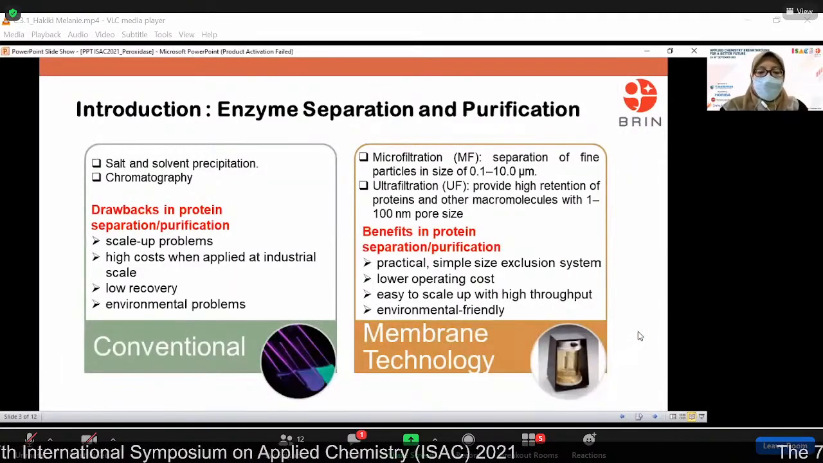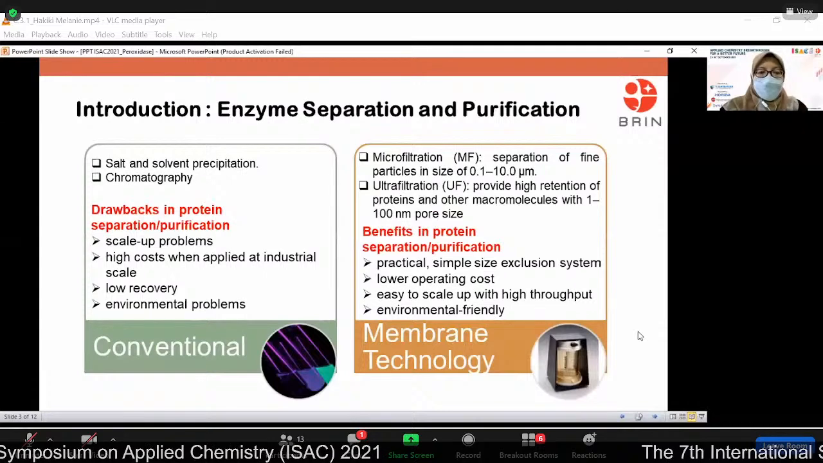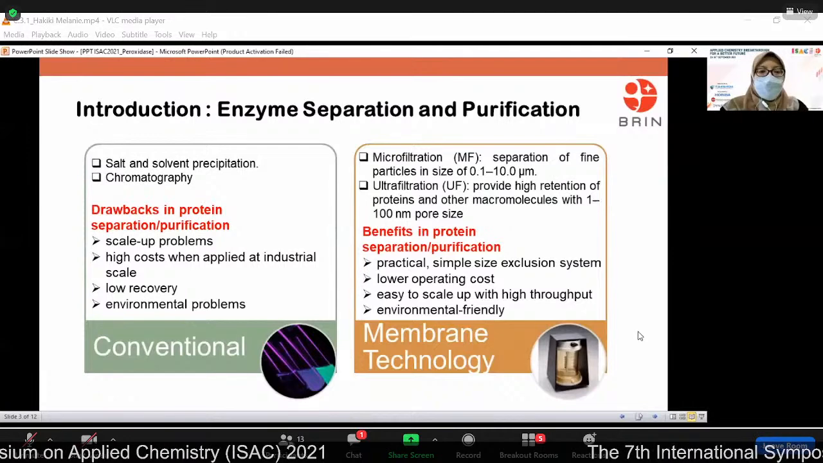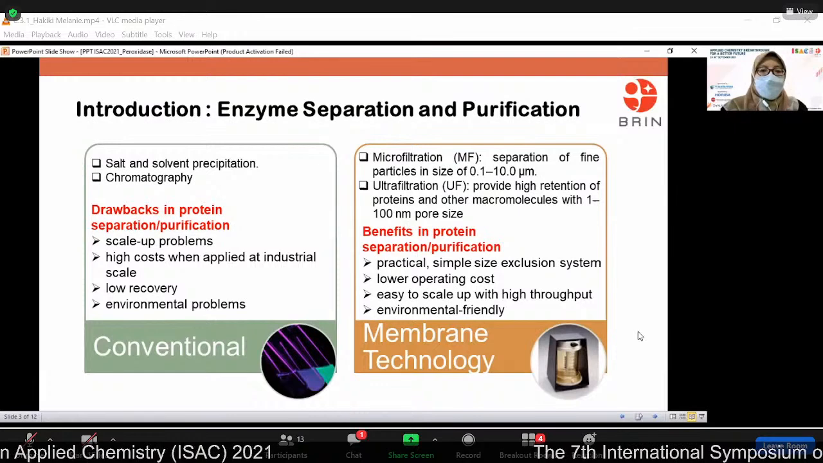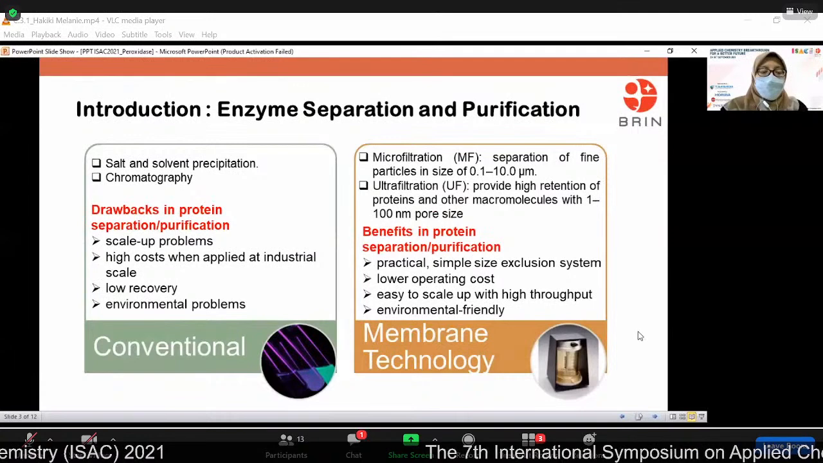Enzyme purification is an essential step after enzyme extraction. The purification process specifies the purity of the enzyme and influences the overall processing feasibility and efficiency. The conventional purification methods require complex, high-energy, and chemical processes, such as salt and solvent precipitation and chromatography. These methods have implicit drawbacks such as scale-up problems, high cost when applied at industrial scale, low recovery, and environmental problems.